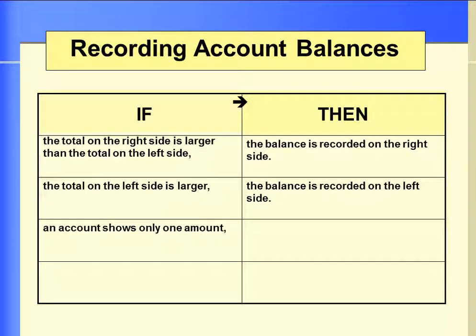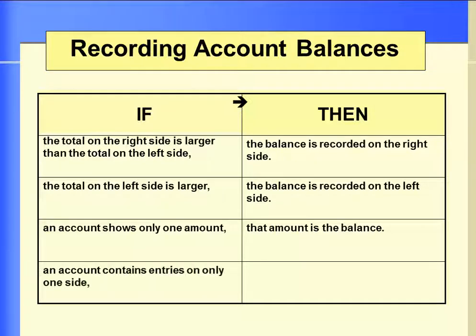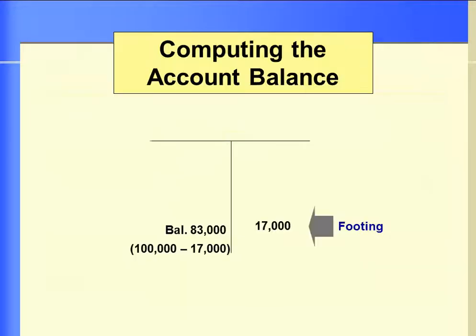If an account shows only one amount, that amount is the balance. If an account contains entries on only one side, the total of those entries is the account balance.